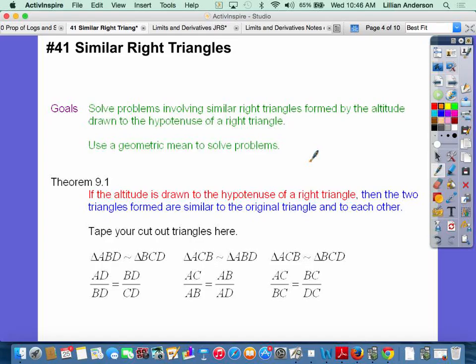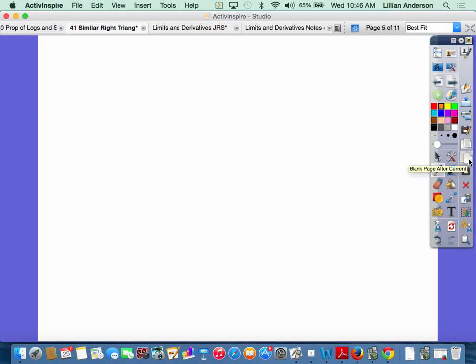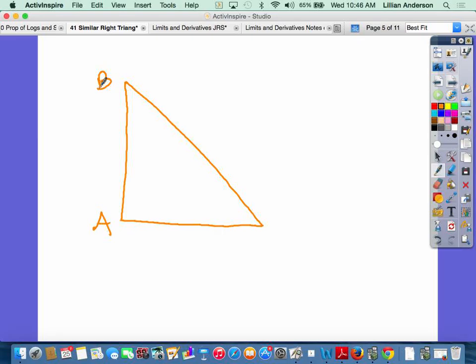It says that if the altitude is drawn to the hypotenuse of a right triangle, then the two triangles formed are similar to the original triangle and to each other. So that means, if I have a right triangle, okay, and I would suggest that you draw this as well. If I have a right triangle, and I label it A, B, and C. It says if the altitude is drawn to the hypotenuse, altitude.